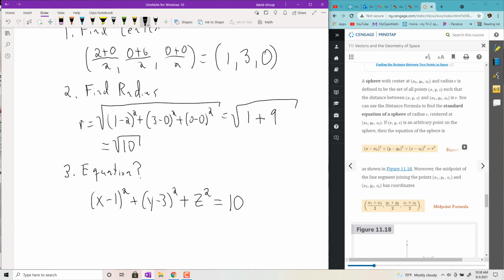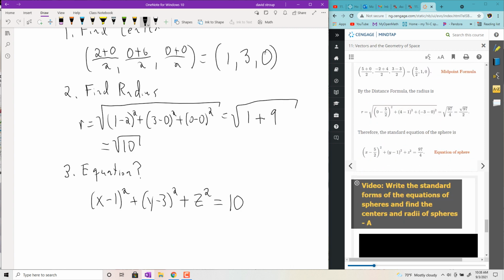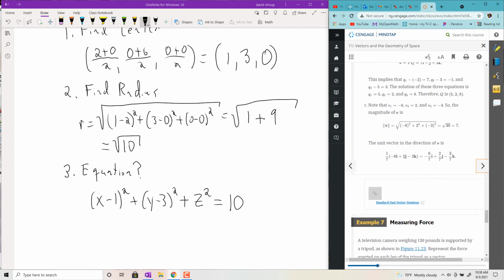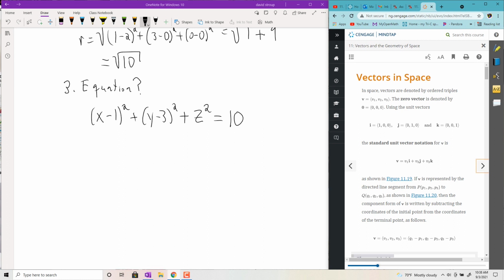We have finding distance, equation of a sphere, we just did one like that. Is that it? Yeah, so now let's turn our attention to vectors in space. It's basically the same thing as what we did with vectors in the plane, it's just we'll have one more component. Before it was i, j, now we have i, j, k. It's pretty simple.